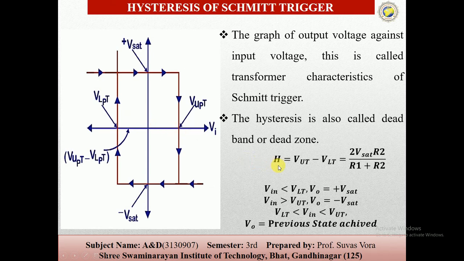So the hysteresis H is equal to VUT minus VLT, which is equal to 2 times V sat R2 upon R1 plus R2. But there are conditions: if the input voltage is less than the lower threshold voltage, we get the positive saturation voltage. If it is greater than the upper threshold voltage, the value is minus V sat. Here V0 is not the output voltage, it is the previous state achieved.